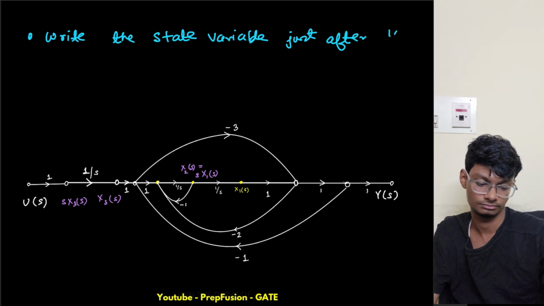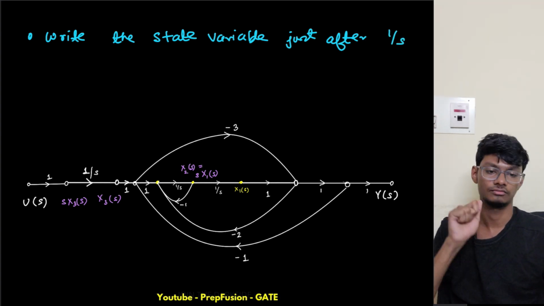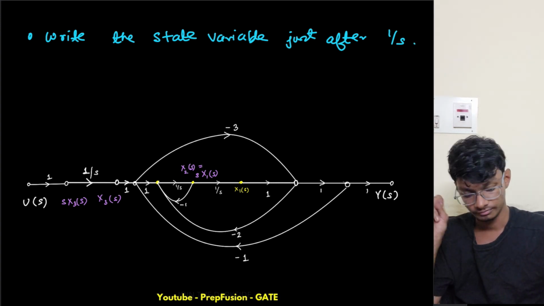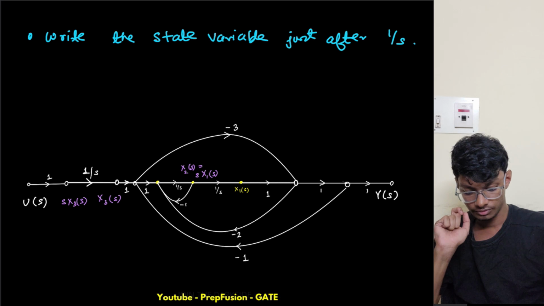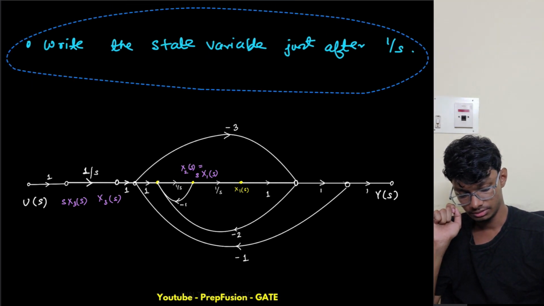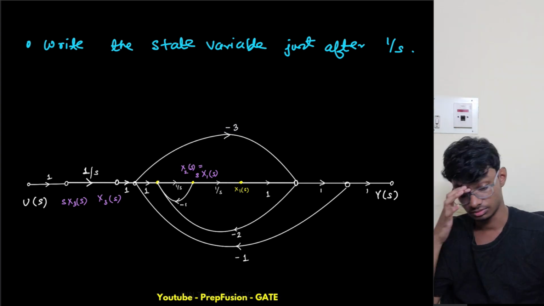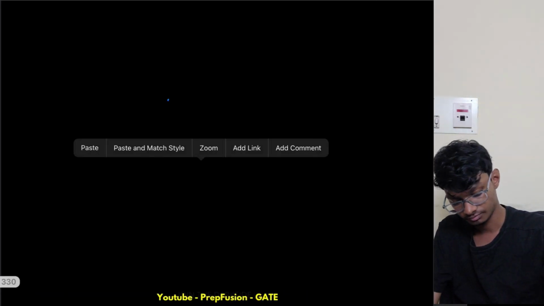Just after 1 by s. Okay, just after one pass. Okay, so yeah, this is what I did. Now let's write the time domain expression. Let me copy this. Also, I will remove the 1 by s terms.